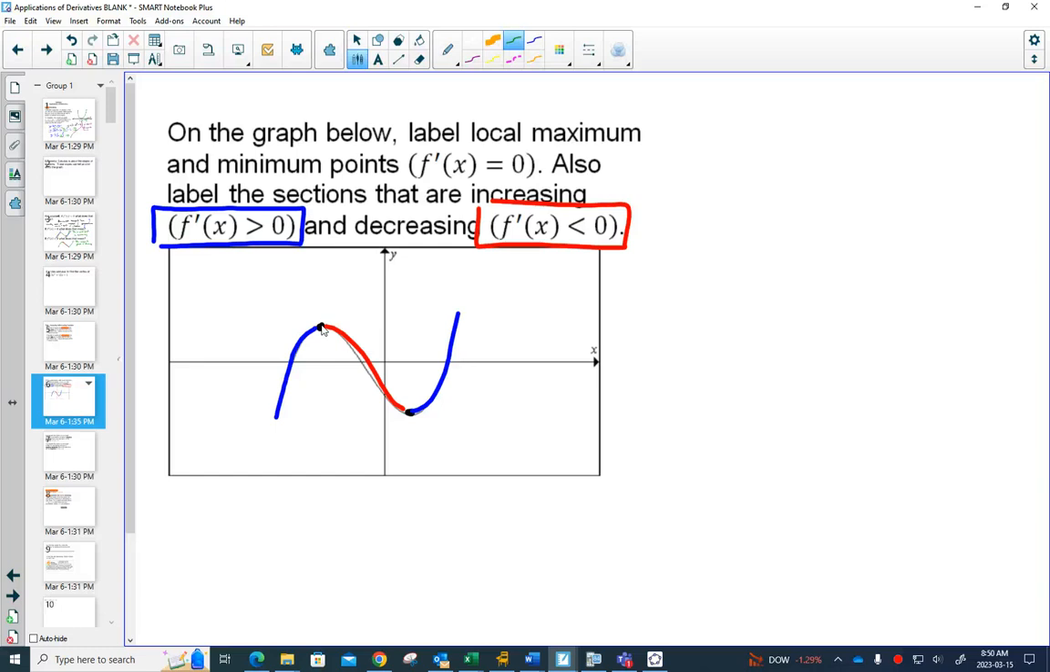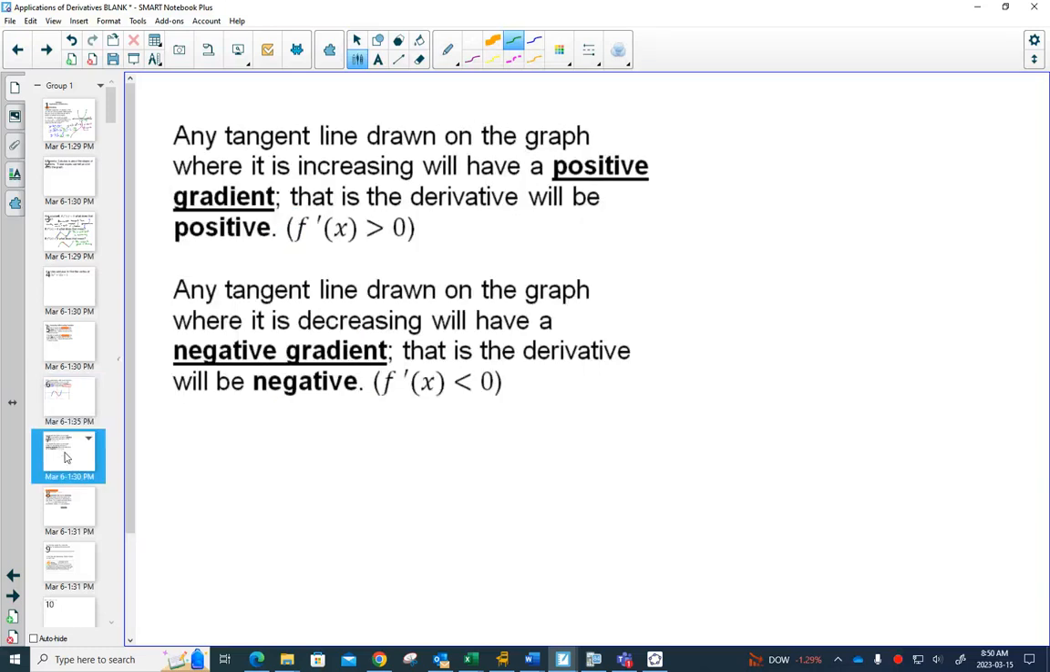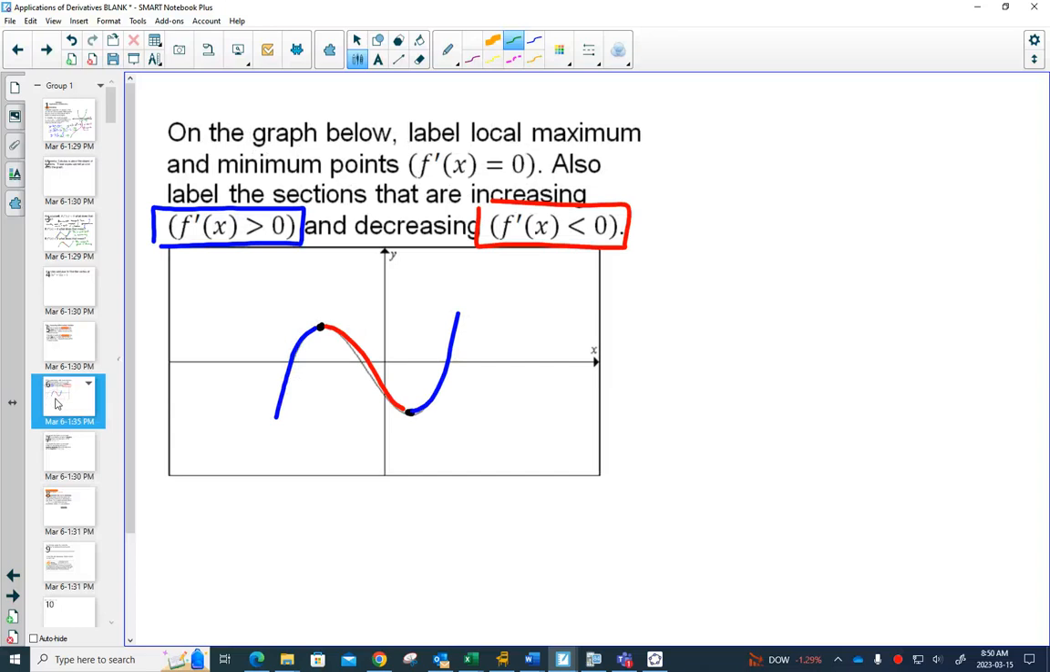And if you pick any point on the increasing part, which is what it's saying in this next part, if I pick any point on the increasing part, here or here, and I draw a tangent, that tangent will have a positive slope. If I choose any point on the red part, here or here, and I draw the tangents, no matter where I pick a point on the red graph, those tangents will have a negative slope. So there's a relationship between the slopes of the tangents and whether a graph is increasing or decreasing.